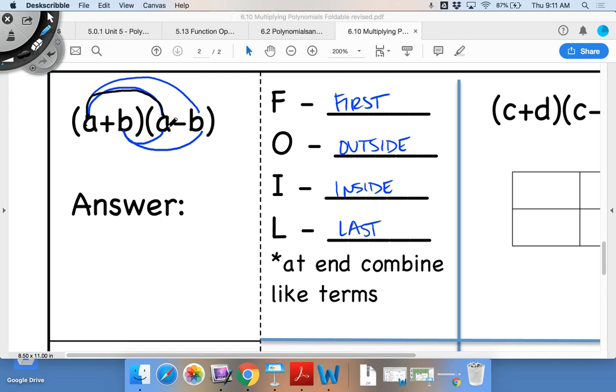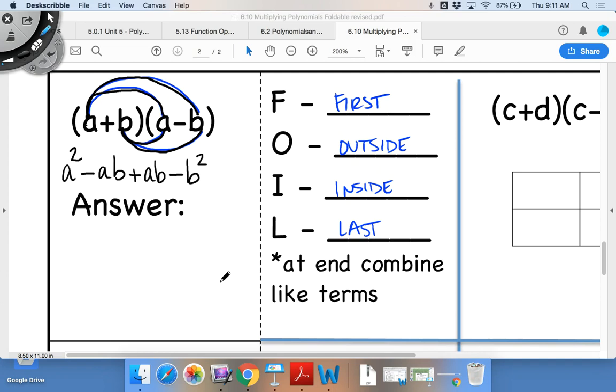It's called first, outside, inside, last because we literally do the first thing times the first thing. So A times A would make A squared. Then the outside one, so A times negative b would be negative ab. Then we do the inside ones. B, positive b, times positive a would be positive ab. Why did I flip the letters? Because alphabetical order. Then we do positive b times negative b, which is going to be negative b squared. So that is FOIL, what we just did.